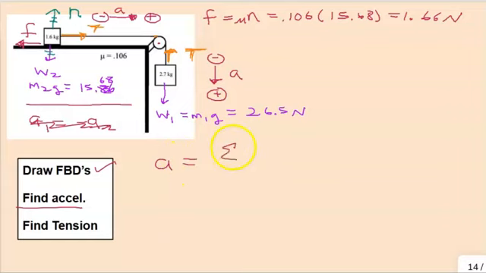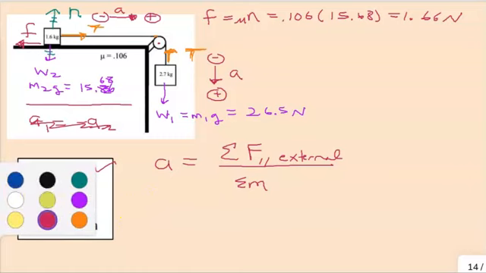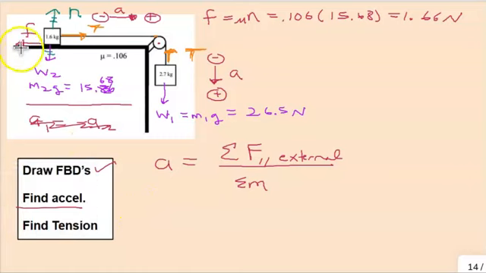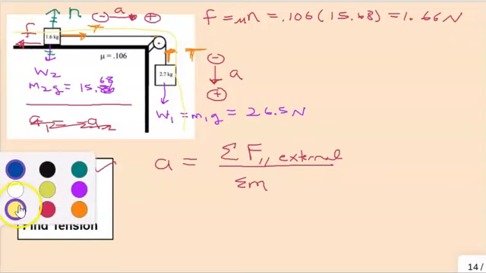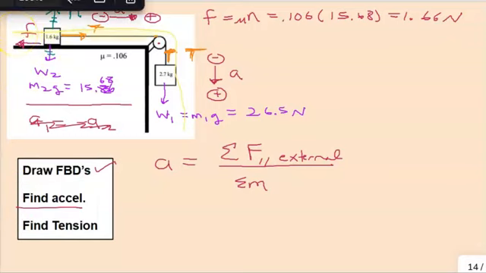Okay, so what goes in the numerator is only the forces parallel to the motion and external. What goes in the denominator is easy. It's just the sum of all the masses. Okay, so what I recommend that you do, not mandatory, but if you have a highlighter, highlight the motion, and then any force going with the motion is positive.